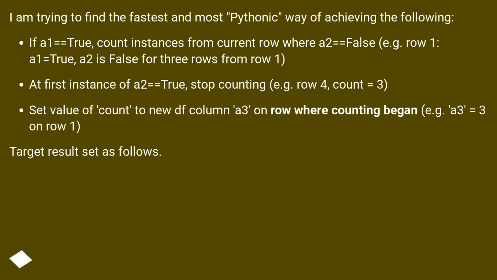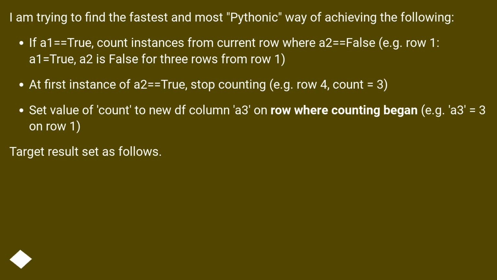I am trying to find the fastest and most Pythonic way of achieving the following. If A1 equals true, count instances from current row where A2 equals false. For example, row 1, A1 equals true, A2 is false for 3 rows from row 1. At first instance of A2 equals true, stop counting.